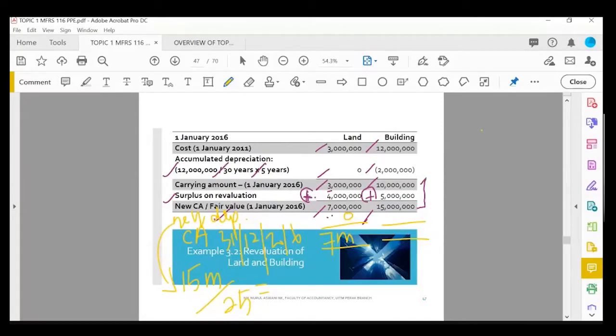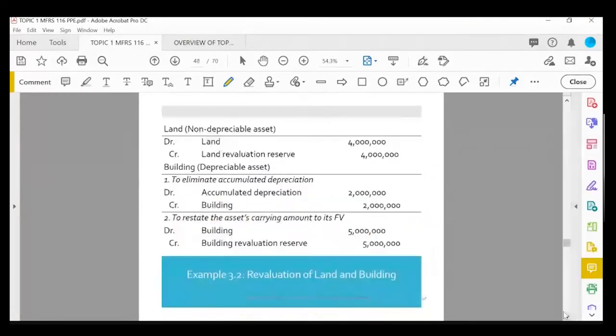I think 600,000, from previous discussion. Okay, the computation is 600,000. Correct me if I'm wrong. I don't have a calculator right now. So the carrying amount at the end of the year for the building is 14.4 million. All right. So next is the journal entry.